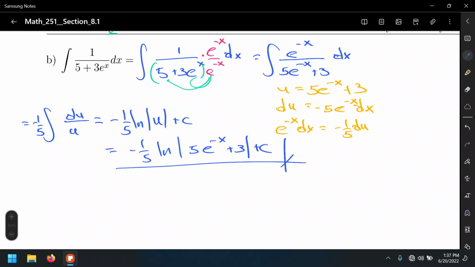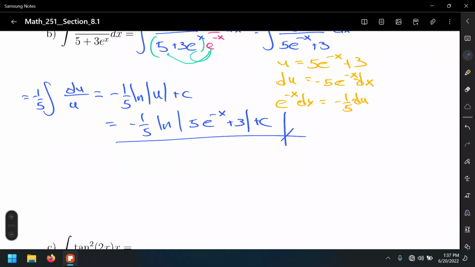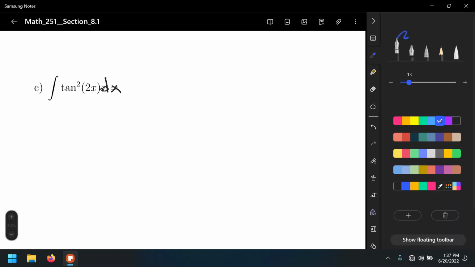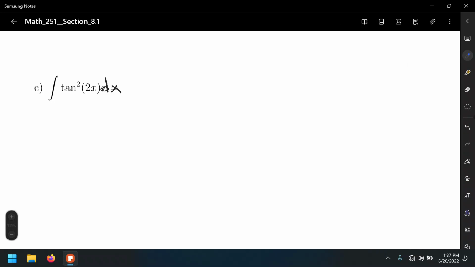Let's see, what else do we have in here? Let's have a look at letter C. So letter C involves a trigonometric function, tangent squared of 2x, and this is supposed to be dx actually, for whatever reason. There's a little typo, dx. All right, so let's see. Number one, we don't have a formula to integrate tangent squared. Well, yes, technically there is one, but that will come up later when we cover the methods more in depth.